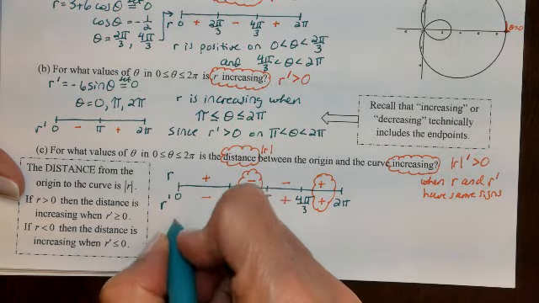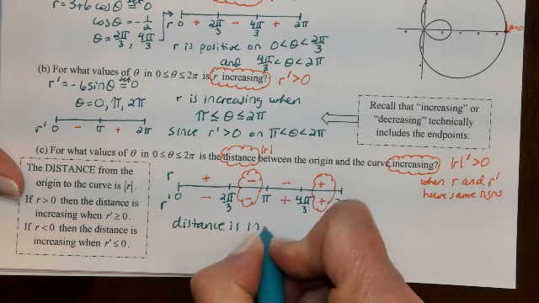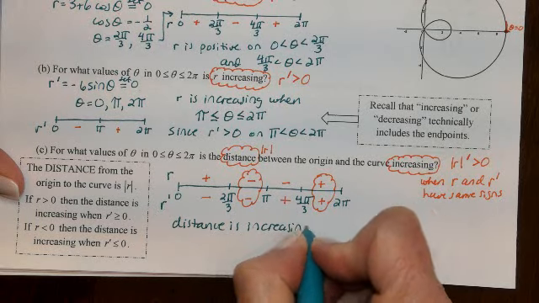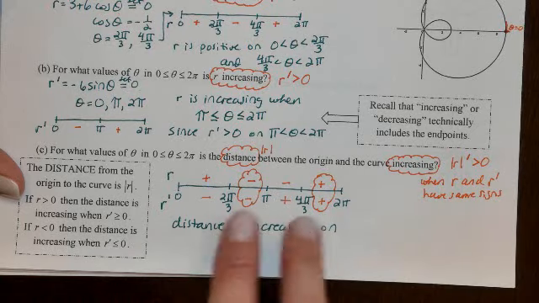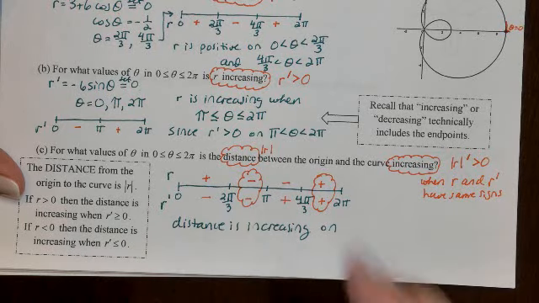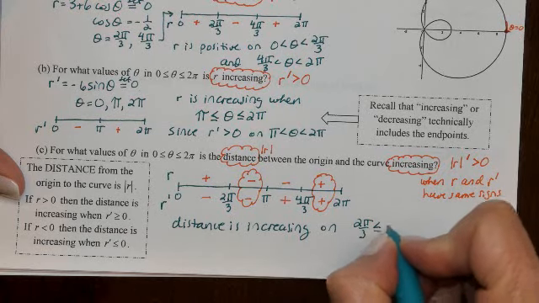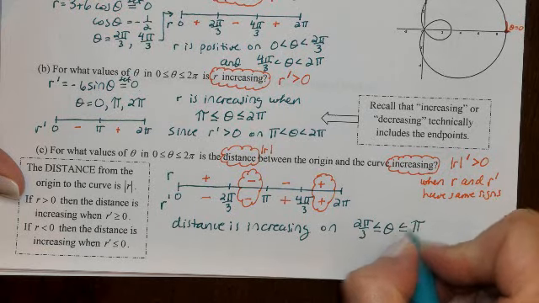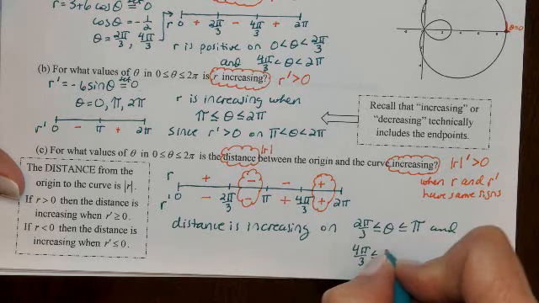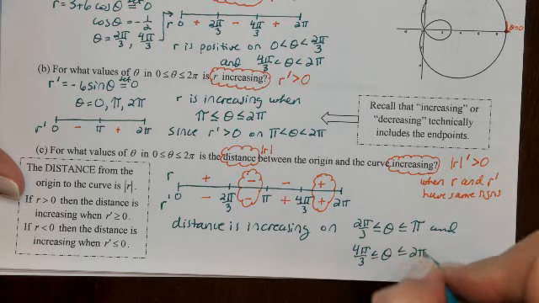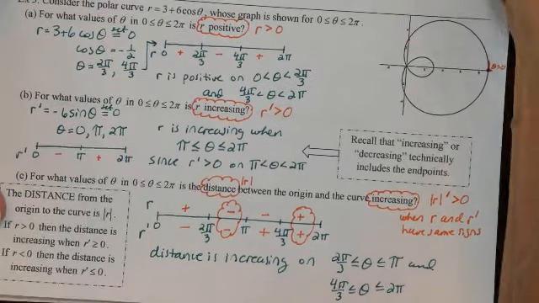So the distance is increasing on, and this is another increasing question, so I'm going to include these boundaries. So on 2 pi over 3 less than or equal to theta less than or equal to pi, and 4 pi over 3 less than or equal to theta less than or equal to 2 pi. All right? And that makes sense too.